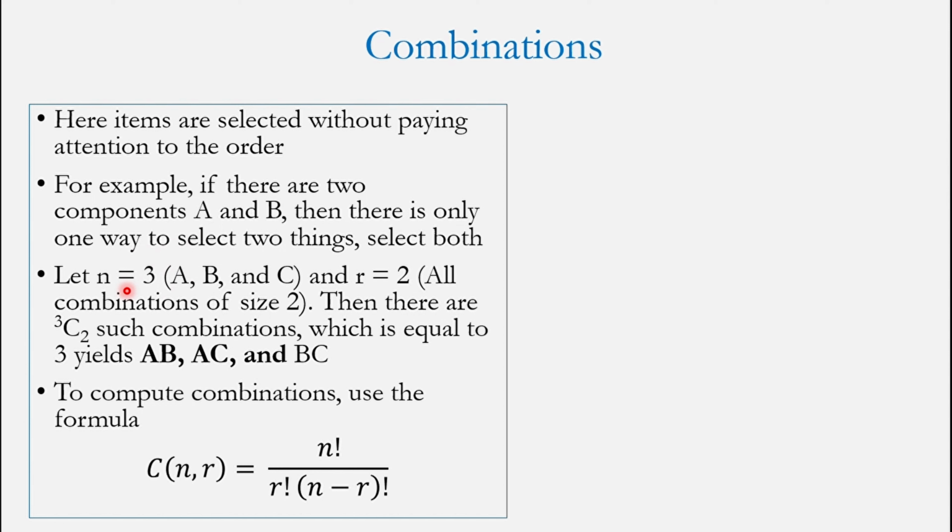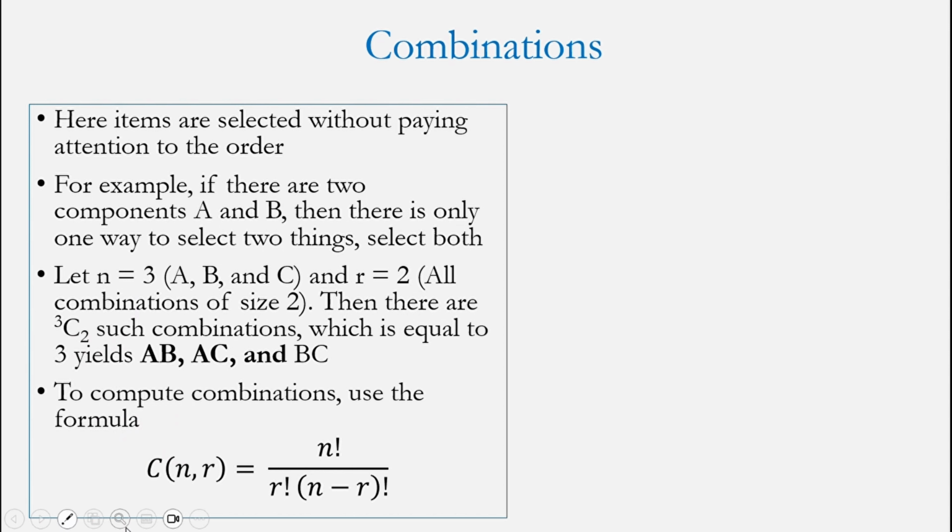If we have 3 items, that's our n, that's A, B, C, and we need groups of 2, that's our r, that means we have all combinations of size 2. Our answer is 3: we'll be able to select 3 combinations, that is AB, AC, and BC. Mathematically, it can be represented the same way as permutation, where the superscript 3 prior to C means the total number of elements, n, and r is represented by the subscript just after C.